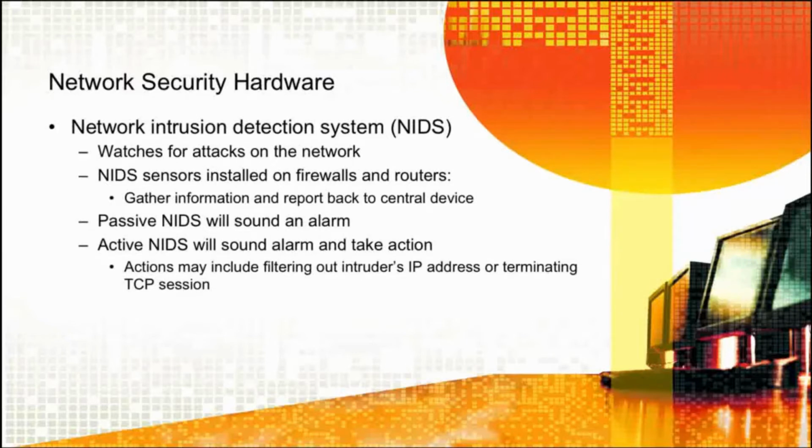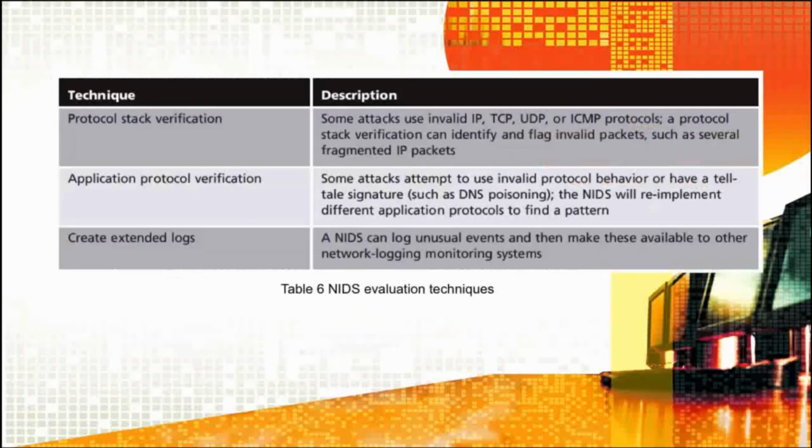Next, you have NIDS, or Network Intrusion Detection Systems. These watch for attacks over the network. NIDS sensors are installed on firewalls and routers and gather information and report back to the central device. Passive NIDS will sound an alarm, where active NIDS will sound an alarm and take some sort of action. Now, these actions may include filtering out an intruder's IP address or terminating the TCP session. Generally, we associate these actions more with a NIPS, or Network Intrusion Protection System.